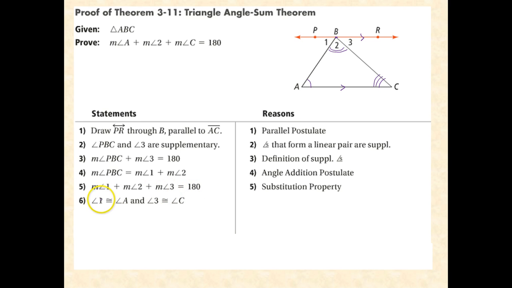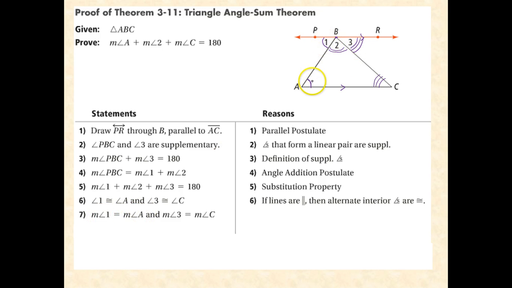Well, angle 1 is congruent to angle A, and angle 3 is congruent to angle C. Why? Because they are alternate interior angles between two parallel lines cut by a transversal. If lines are parallel, then alternate interior angles are congruent. Measure of angle 1 equals measure of angle A, because they're congruent angles. Measure of angle 3 equals measure of angle C, because they're congruent angles. Congruent angles have the same measure.